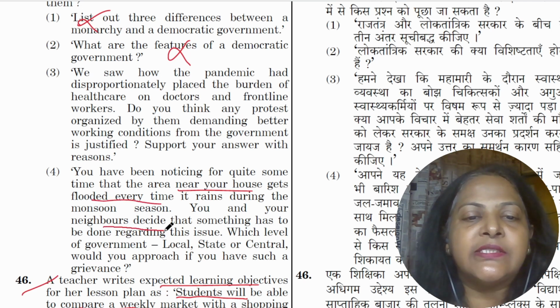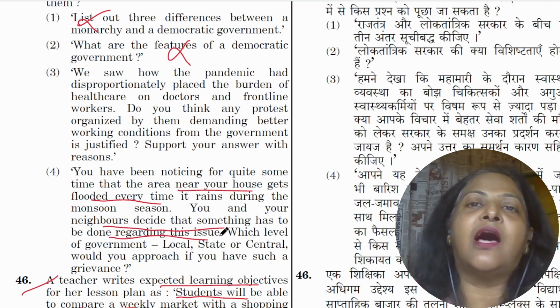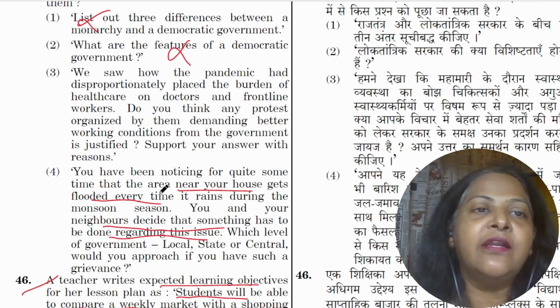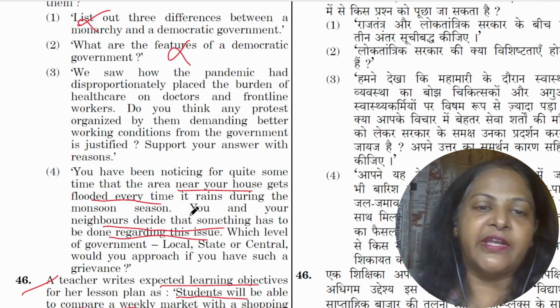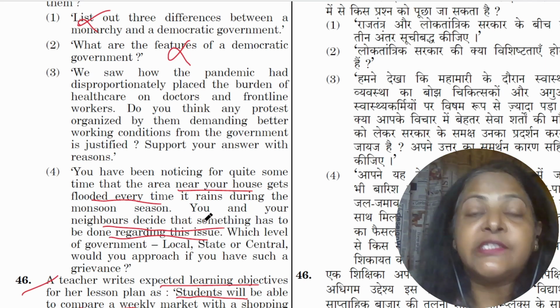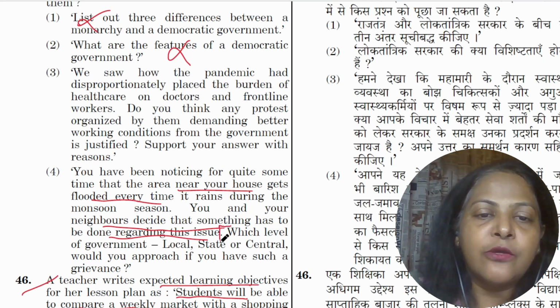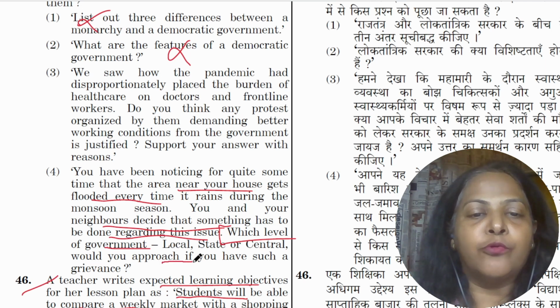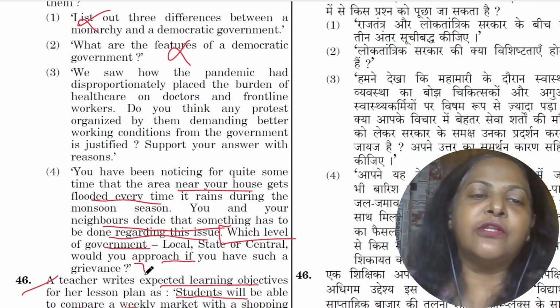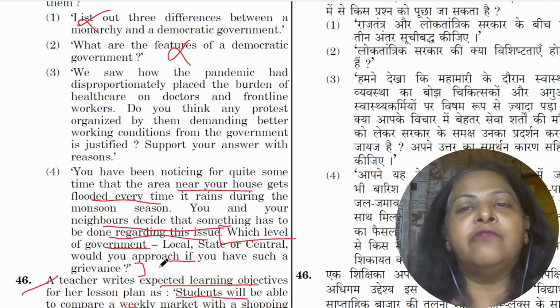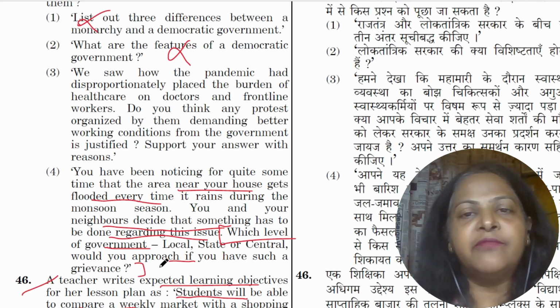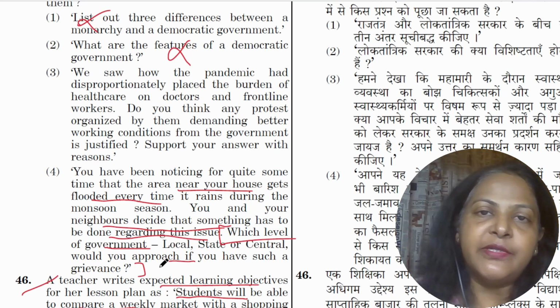You and your neighbors decide that something has to be done regarding this issue. Now, if you have only read the answer till here, you'll think, yeah, this is the one which is talking about social awareness. But the question which is being asked is, which level of government would you approach if you have such a grievance? That is all the question is: if this is your problem, will you go to the local government, the state government or the central government?